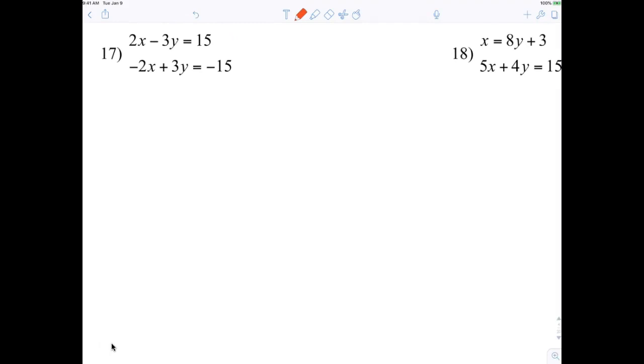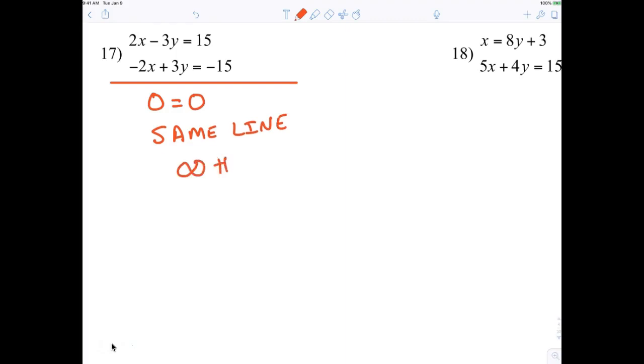17. Here we go. On 17. Wow. Everything cancels. So when we do this, you end up with what? 0 equals 0. So it's a true statement. So that means it is the same line. So I want everybody to put that down. It's the same line, which means that there is an infinite number of solutions.